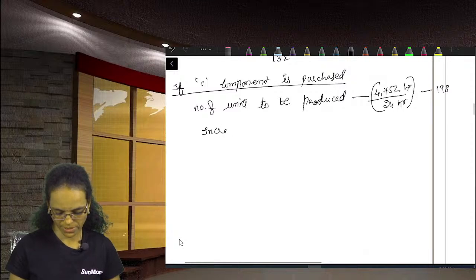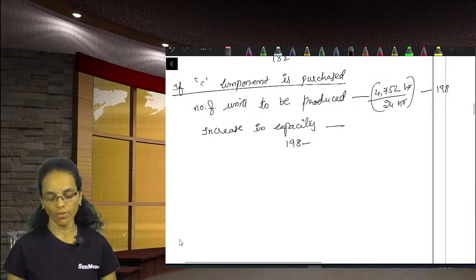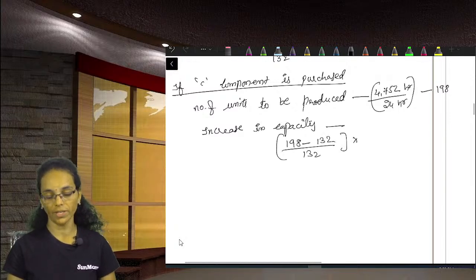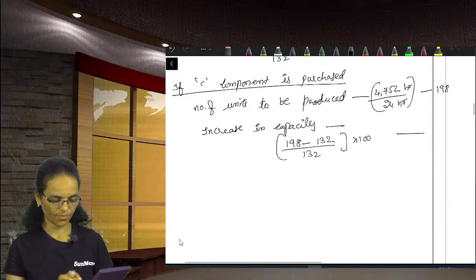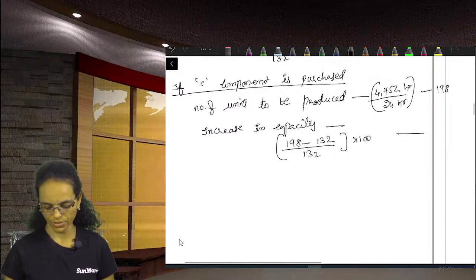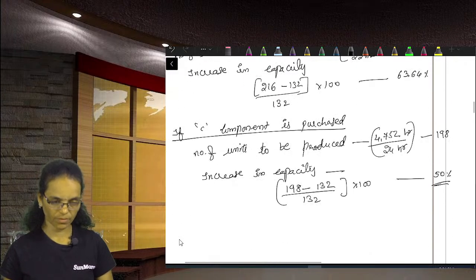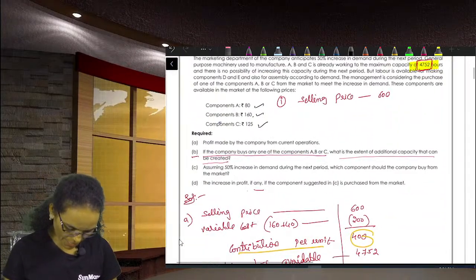So increase in capacity. Increase in capacity 198 units now we are producing, previously we used to produce 132. Upon 132 what is the percentage of increase? That is 50%, right? 50%, right? We have seen the second bit, and the third bit.